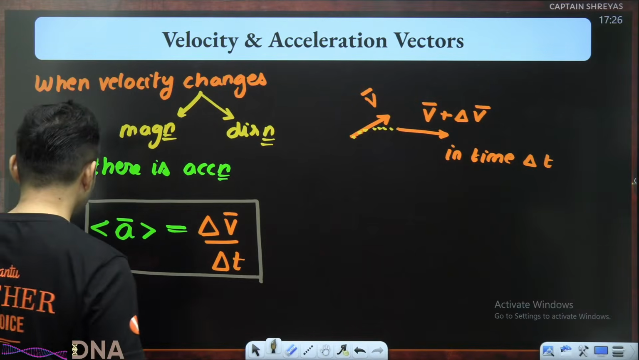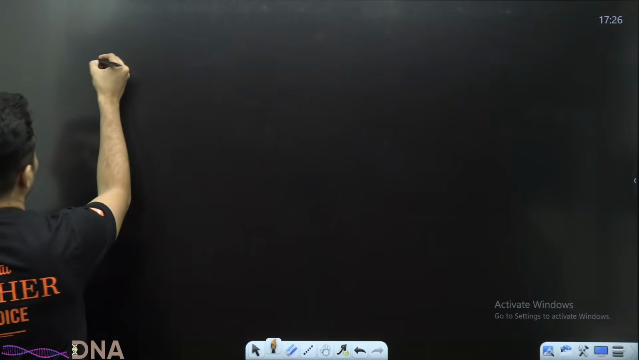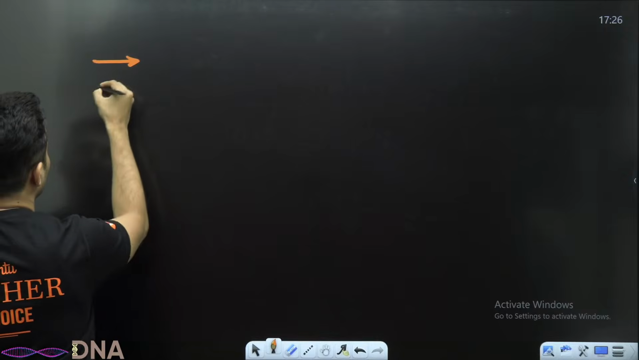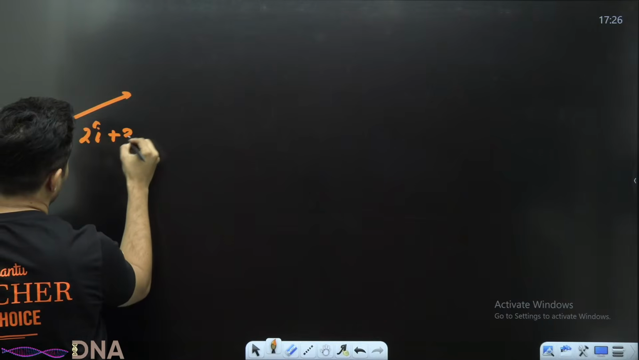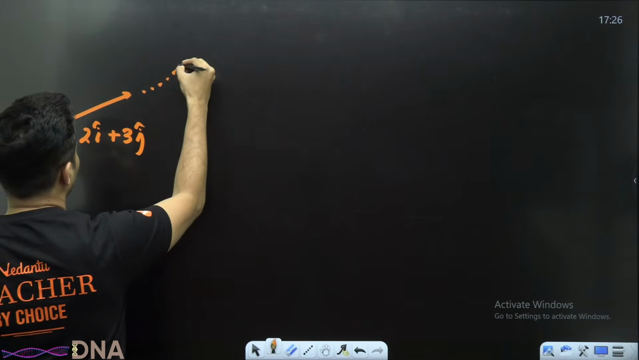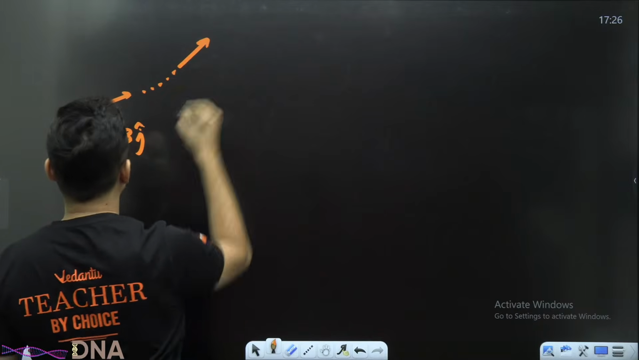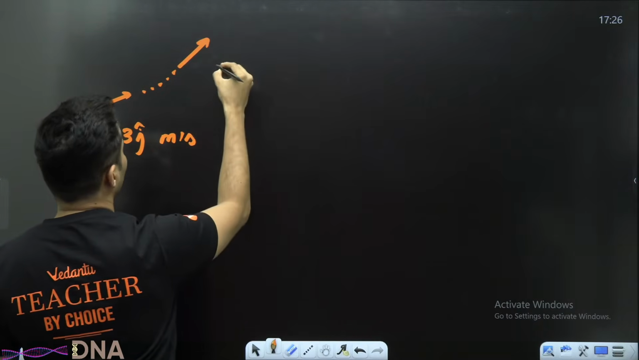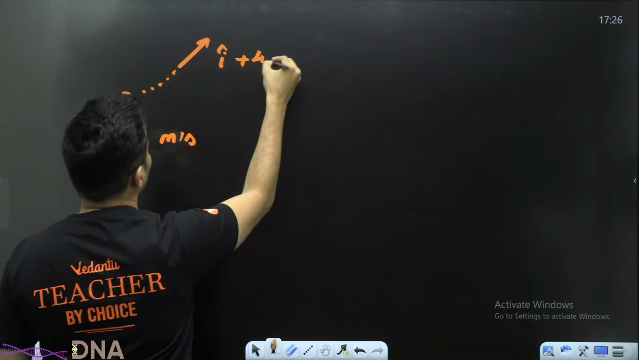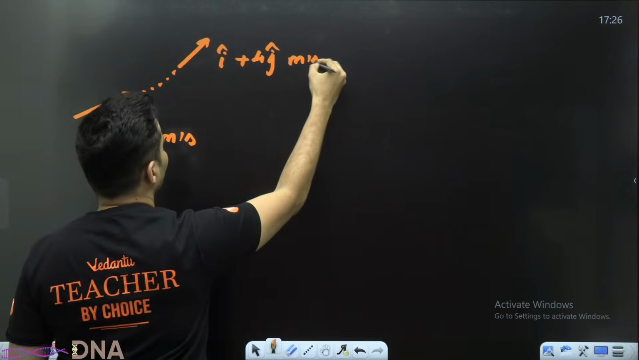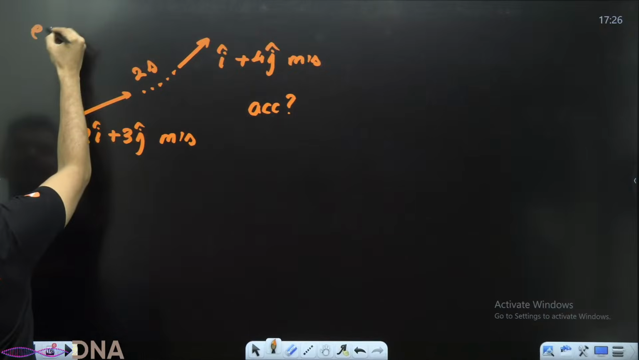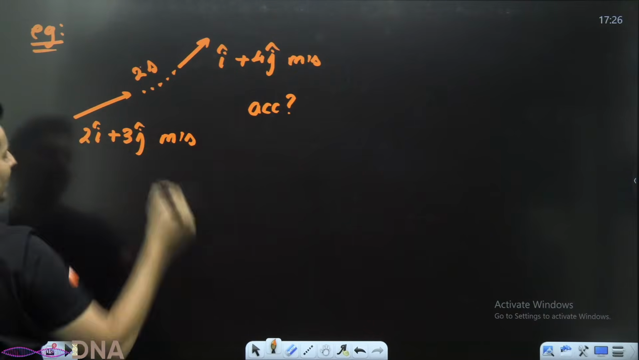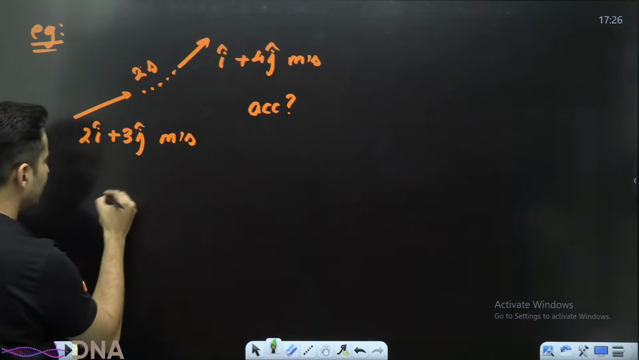Say for example, we have let's say a particle going like this with a velocity of 2 i cap plus 3 j cap meters per second, and let's say it turns like this and the velocity becomes i cap plus 4 j cap meters per second in a matter of 2 seconds. Can we find the acceleration of the body? The answer is yes. I know the initial, I know the final, I know the time. So I can easily find the acceleration like this.